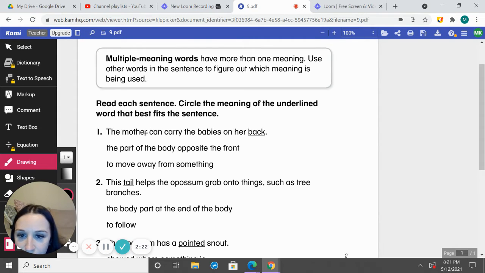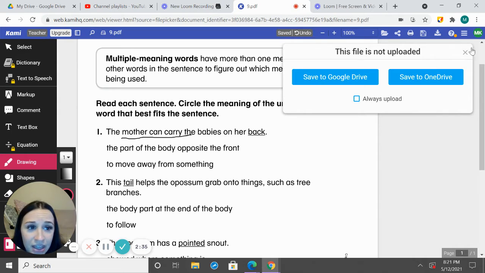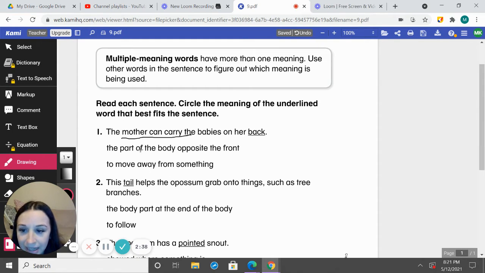So let me read the sentence. The mother can carry the babies on her back. The big word here that really tells me is carry. They wouldn't be saying to carry something if they were talking about moving away from something, right? Carrying the babies, they have to be talking about her actual back. Because if she was going to back away from something, she would not be carrying them on that. So that doesn't make sense. It makes sense that she'd be carrying them on her back. So that word carry really helped me in that sentence to know what was going on.